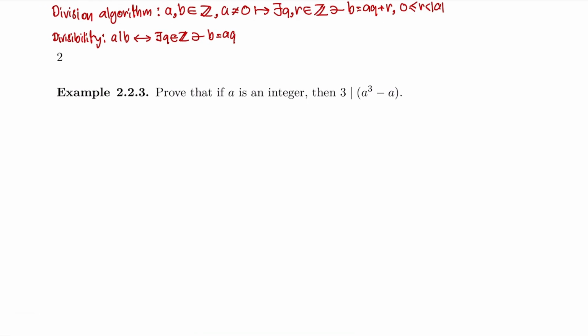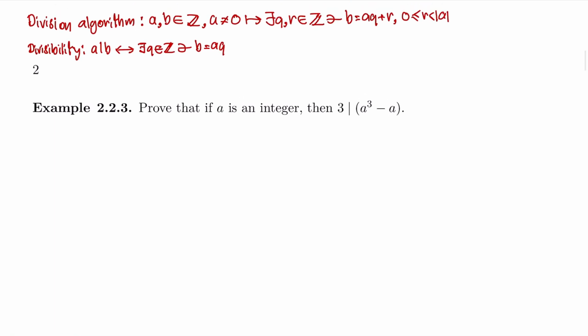Today we are going to prove that if a is an integer, then 3 divides a cubed minus a. Okay, how can we prove this? So we know that integers can be divided into odd numbers and even numbers, right? So let's start with a being odd, and a being even.